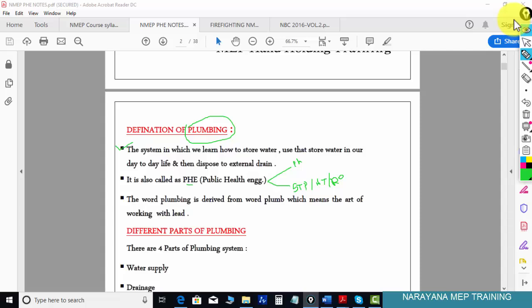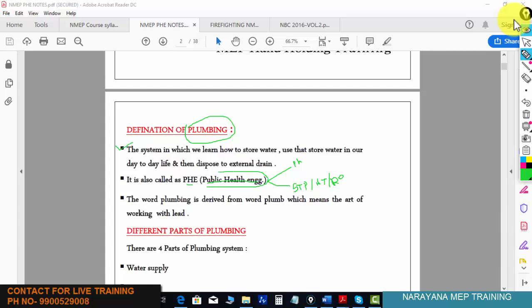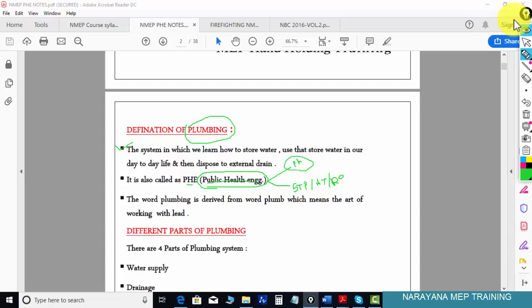So PHE is public health engineering. This is an interview question. Most of the time they'll ask freshers: what is PHE, what is the full form of PHE, and what is the difference between PHE and plumbing? You have to define that. Plumbing is a part of PHE, and in PHE, in addition to plumbing, there are STP, WTP and RO plants. These are treatment of water. This is called PHE.